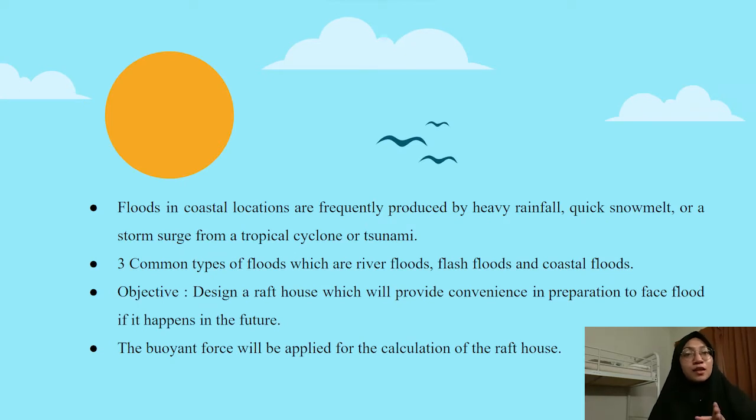For the part of introduction for the project Raft House, floods are the most common natural calamity around the world. Floods in coastal locations are frequently produced by heavy rainfall, quick snowmelt, or a storm surge from a tropical cyclone or tsunami. There are three common types of flood, which are river floods, flash floods, and coastal floods.